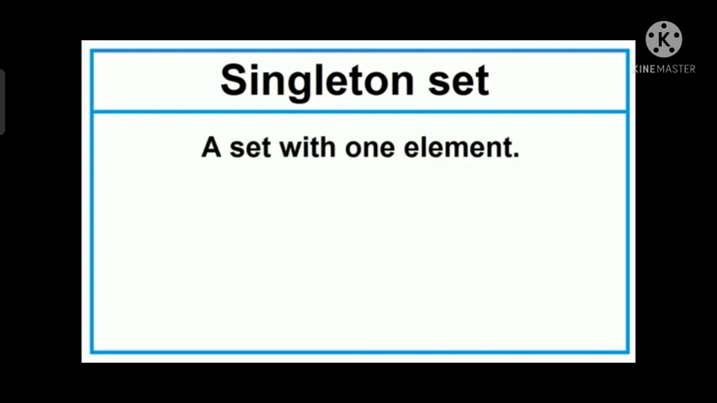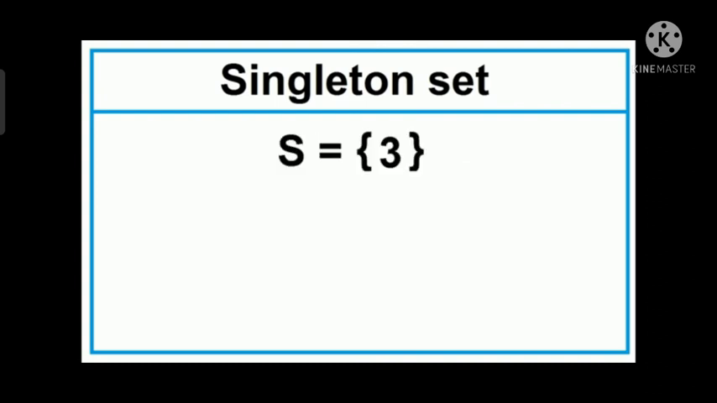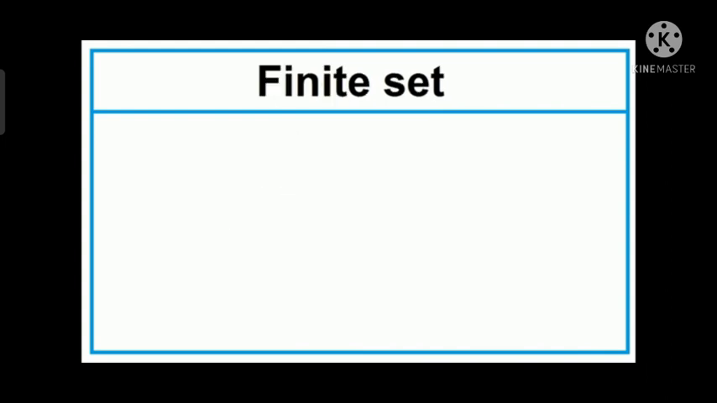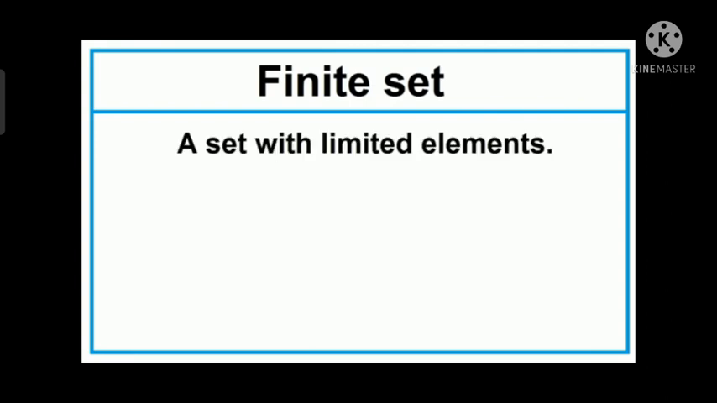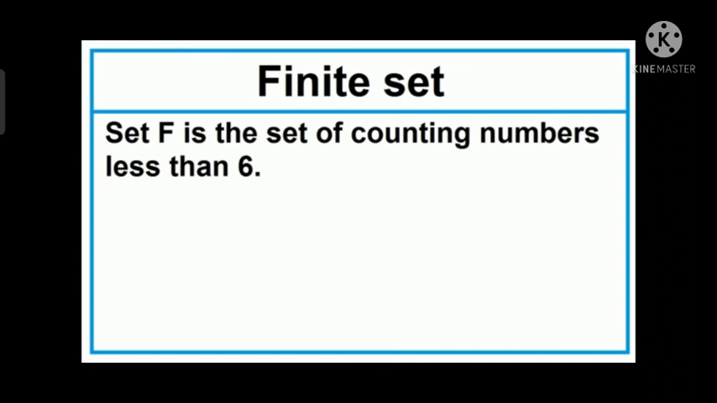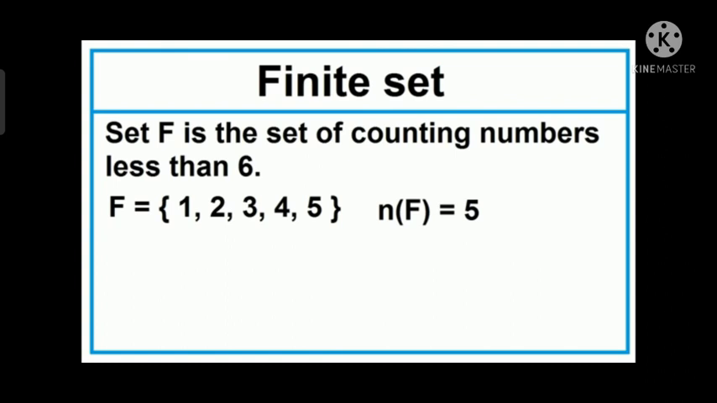Singleton set, a set with one element. Set S is a singleton set. The cardinality of set S is 1. Finite set, a set with limited elements. Example, set F is the set of counting numbers less than 6. The elements of set F are 1, 2, 3, 4, 5. The cardinality of set F is 5.